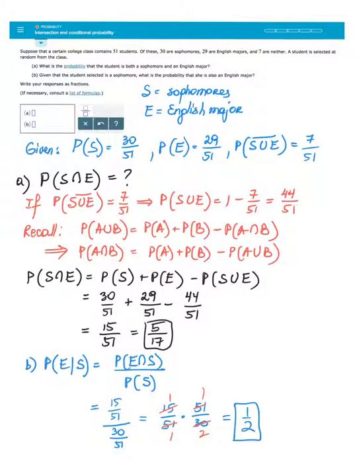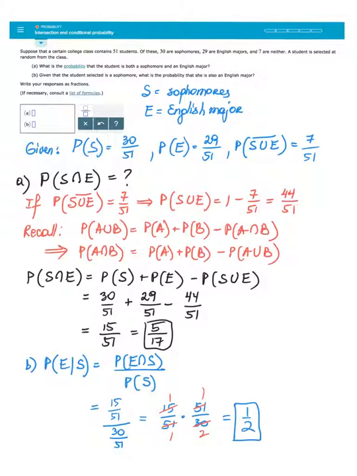Part B. Given that the student selected is a sophomore, what is the probability that she is also an English major? So we are looking for the following: probability of randomly selecting an English major, knowing that we are choosing from the pool of sophomores. We use the conditional probability formula, and to compute this probability of E given S, we need to find the intersection of E and S. Probability of that must be divided by probability of the conditional statement right here, probability of S.